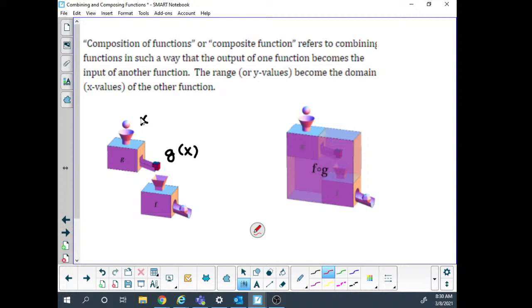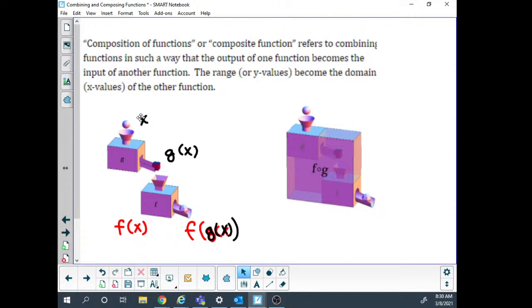Normally, if I put something into the f function, what comes out? F of x, right? But what did we put into f? G of x, yeah. So we use different colors here. This new function that we make by putting these functions together, by making the output of one the input of the other, we call f of g of x.